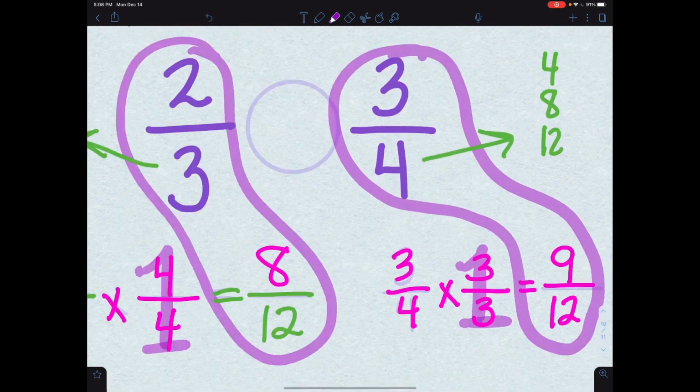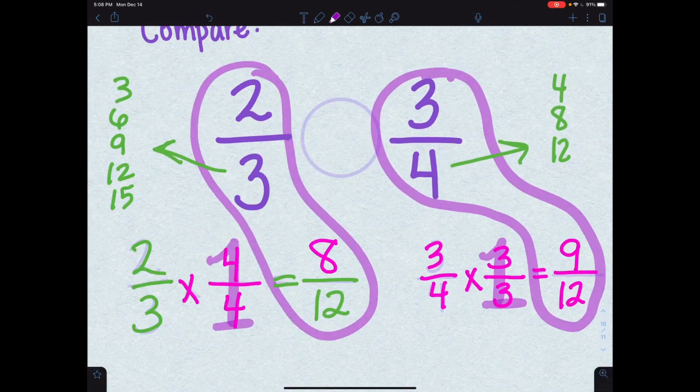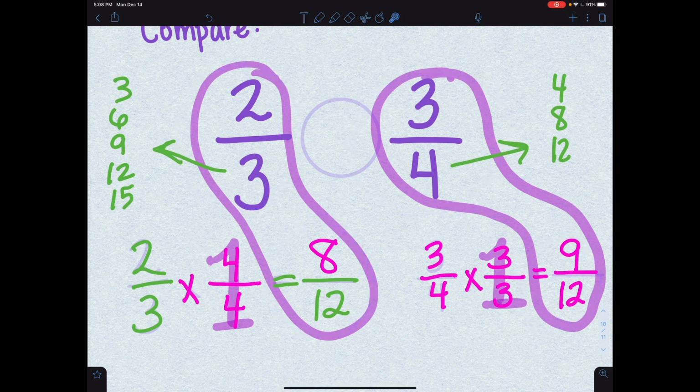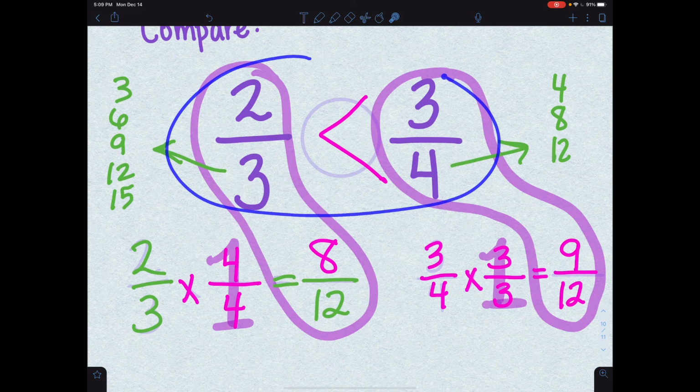Okay, now if we're comparing those fractions, we've got 2/3, which is the same as 8/12, and 3/4, which is the same as 9/12. Which one's bigger? The 9/12 is bigger because we are looking at things that have the same denominator, 8/12 and 9/12. Okay, so what that means is that 2/3 is smaller than 3/4.